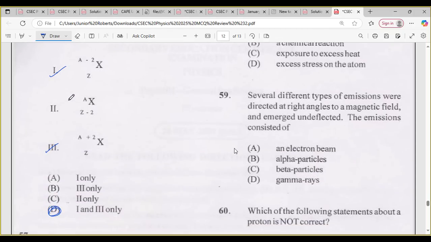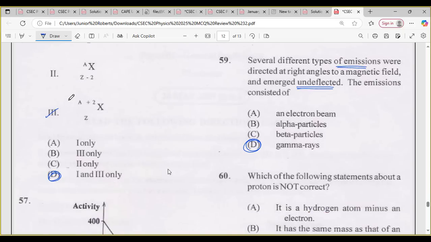Several different types of emissions were directed at right angles to a magnetic field and emerged undeflected. The emissions consisted of, so if it's undeflected, then it means that it has no charge, because a magnetic field will always deflect a charged particle. So if it's undeflected, then it is uncharged. Now, from our list right here, we see we have gamma, which is uncharged. And again, we're talking about several emissions, okay? So it's going to be gamma.